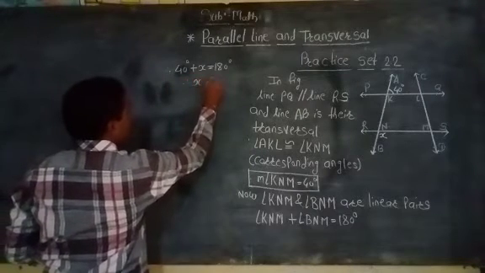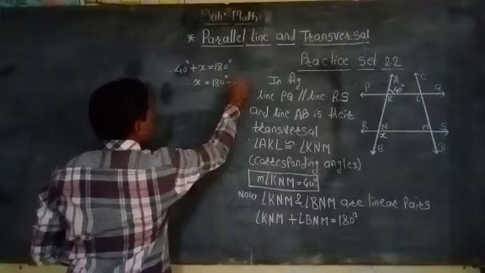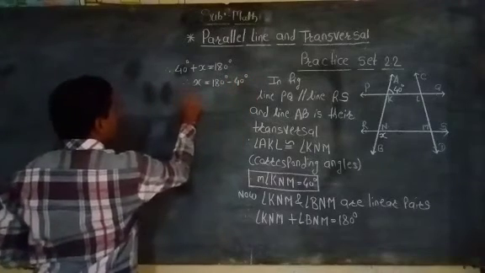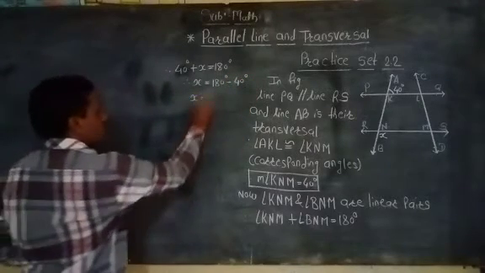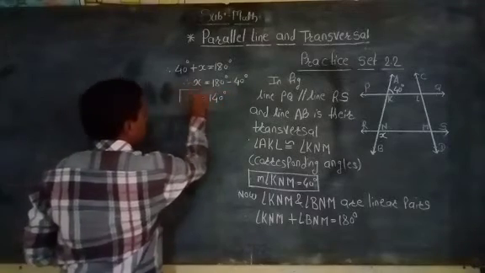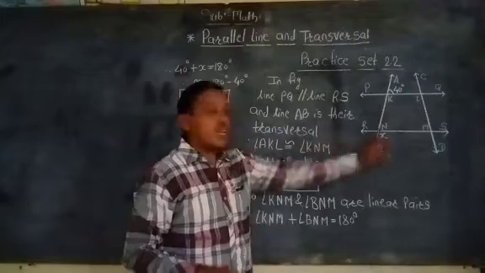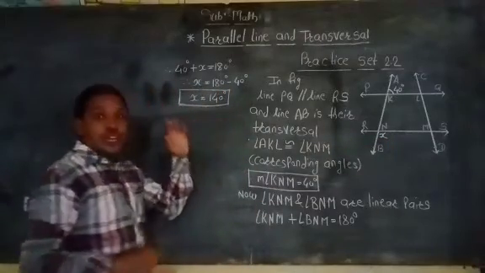So x is equal to 180 minus 40 degrees. Therefore x is equal to 180 minus 40, which is 140 degrees. So we get the value of the variable x as 140 degrees.